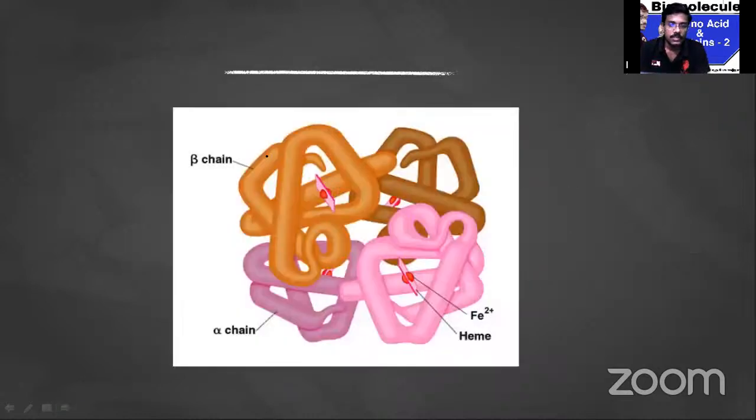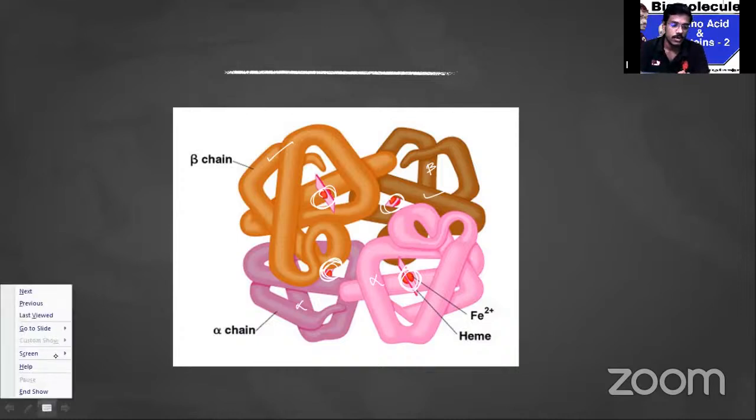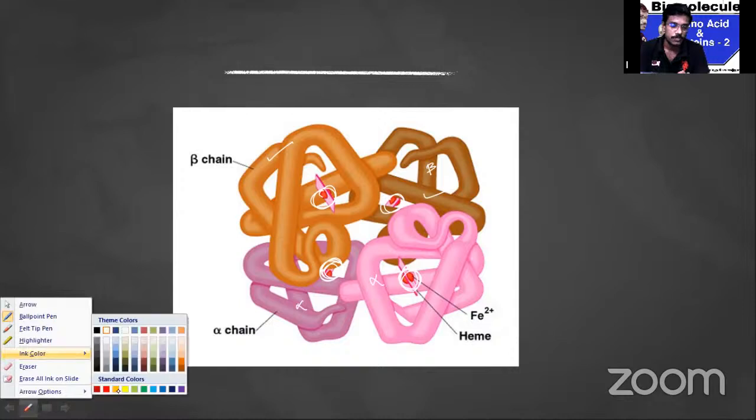This is a beta globin chain, this is another beta globin, this is alpha, and this is also alpha. All these are held together and connected with the iron, Fe2+. So here, this is the quaternary structure of the protein.